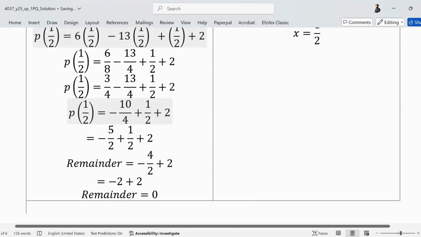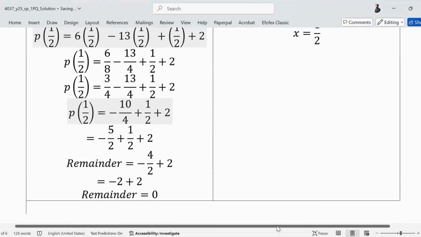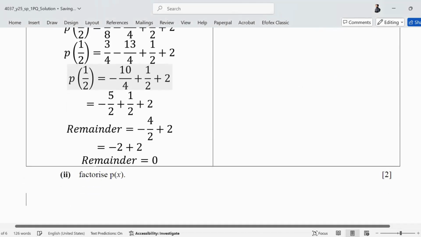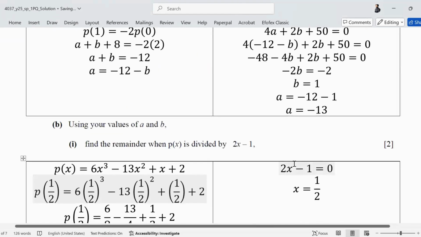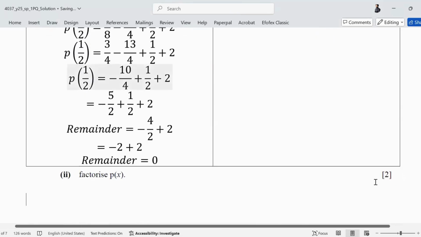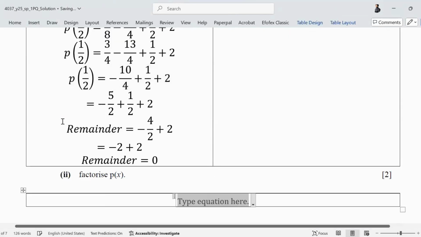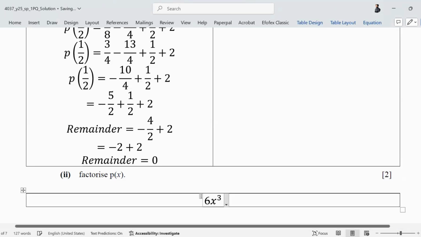So this shows another thing: when the remainder is 0, 2x minus 1 must be a factor of the cubic expression. And now in the last part, the question wants us to factorize this. Now we know two factors of this cubic expression. One of them was x minus 2. The other is 2x minus 1. And we know two linear factors, so the third one will also be a linear factor. I'll be comparing coefficients for this one. You can also use long division.